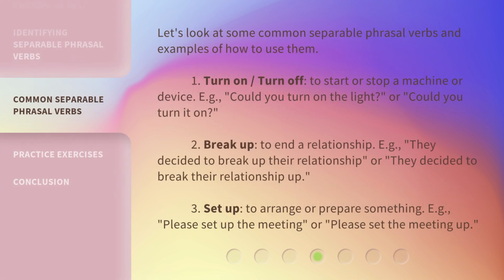Let's look at some common separable phrasal verbs and examples of how to use them. 1. Turn on, turn off, to start or stop a machine or device. E.g., could you turn on the light? Or, could you turn it on? 2. Break up, to end a relationship. E.g., they decided to break up their relationship, or, they decided to break their relationship up. 3. Set up, to arrange or prepare something. E.g., please set up the meeting, or, please set the meeting up.